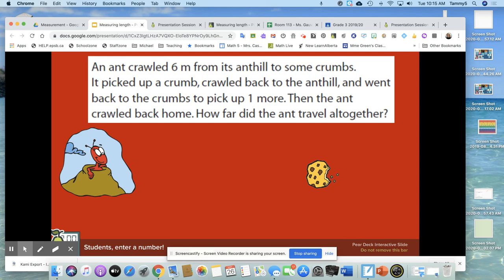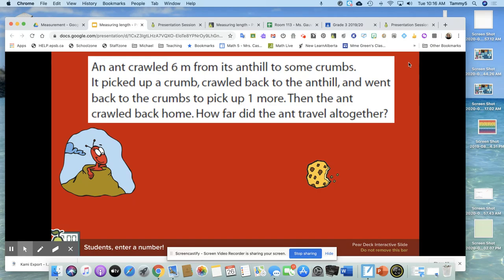Okay, let's look at the ant question. Again, we're going to be probably drawing a picture. If you've got paper out, you should draw just a little circle for the ant hill and another little circle on the other side for the cookie. It says an ant crawled 6 meters from its ant hill to some crumbs. It picked up a crumb, crawled back to the ant hill, and went back to the crumbs to pick up one more. The ant then crawled back home. How far did the ant travel altogether?